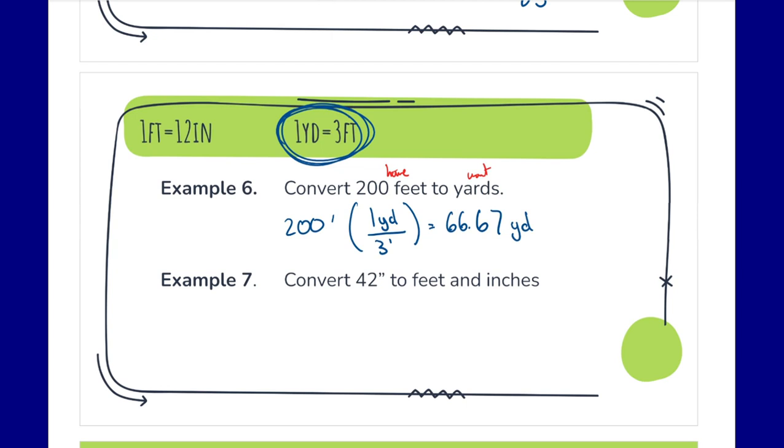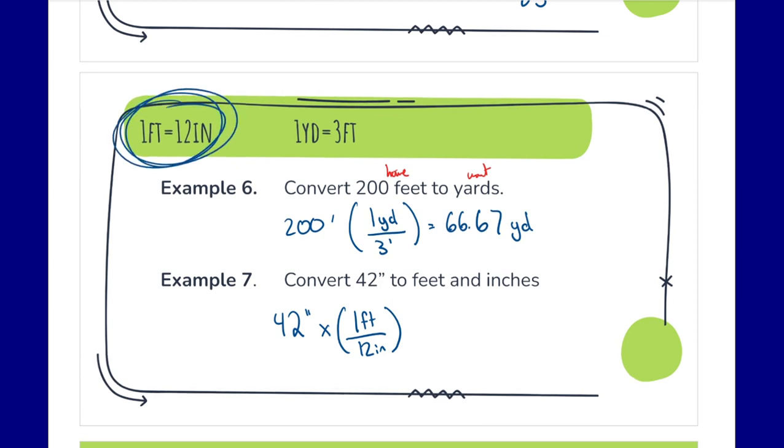Example 7, similar to the last one on the previous slide, we want to convert 42 inches to feet and inches. So we're going to have to do this in 2 steps. We're going to take the 42 inches, and convert that to see what it works out to in feet. So 42 multiplied by 1 foot divided by 12 inches. Again, getting that from our unit rate at the top here. So 42 times 1 divided by 12, or 42 divided by 12, gives us 3.5.